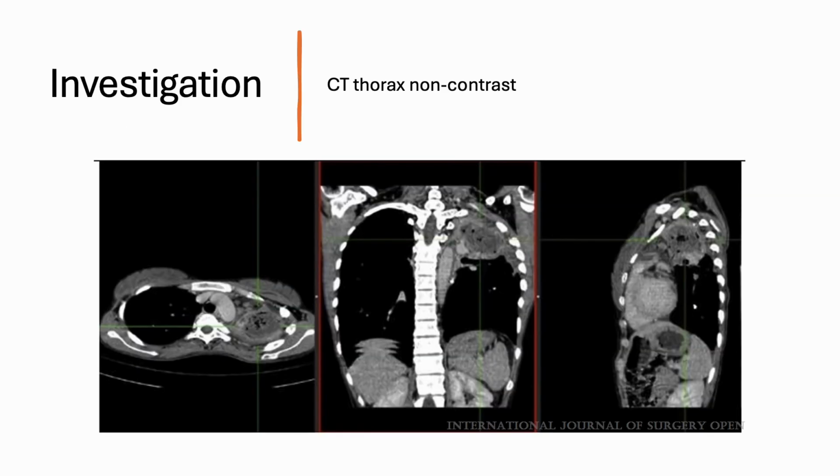This slide shows the selected image of a CT thorax non-contrast done for this patient. We should focus on the left hemithorax. The abnormality is in the left upper lobe, where you can see a cavitatory lesion with an aspergilloma.